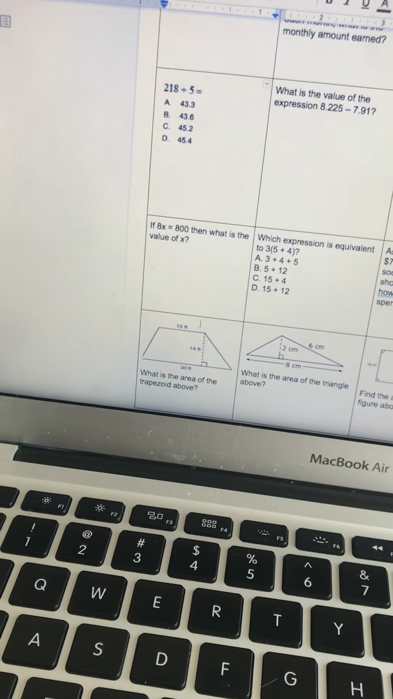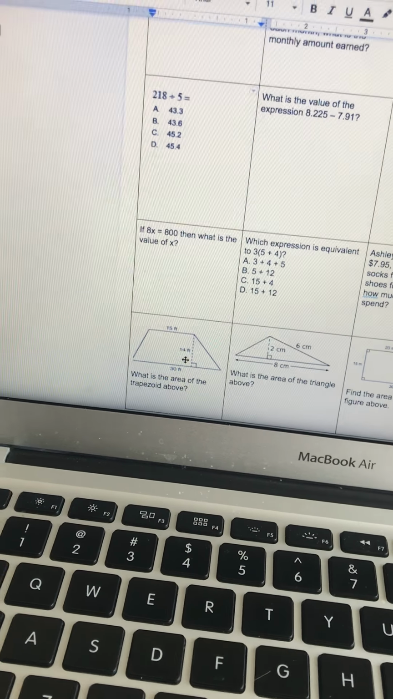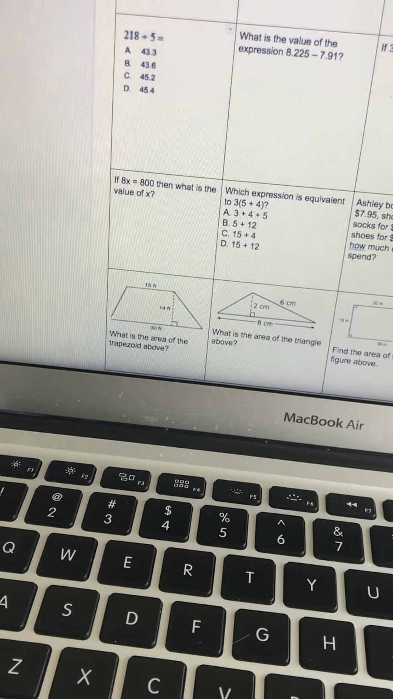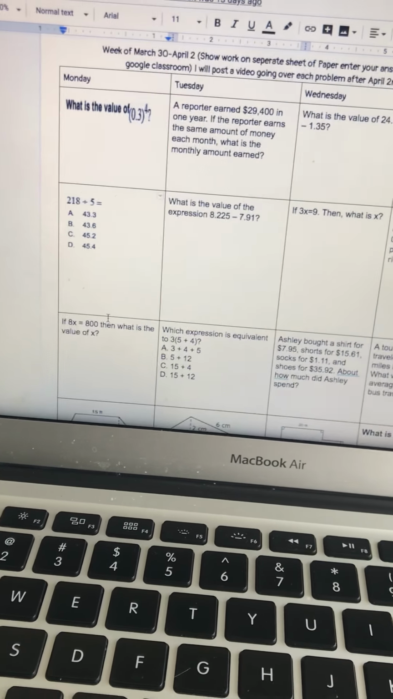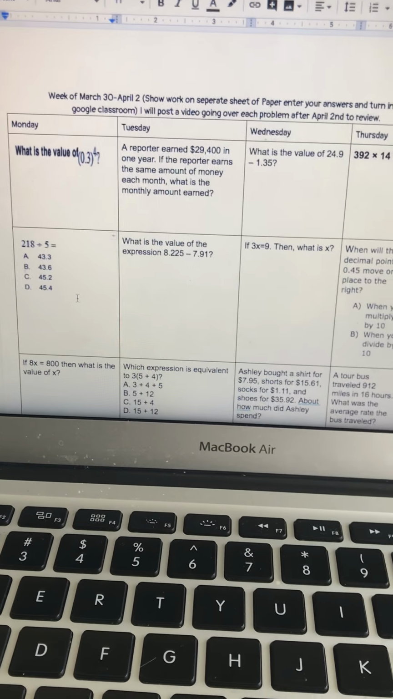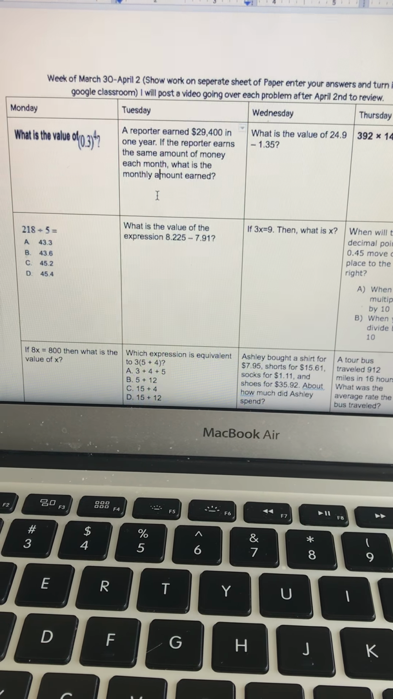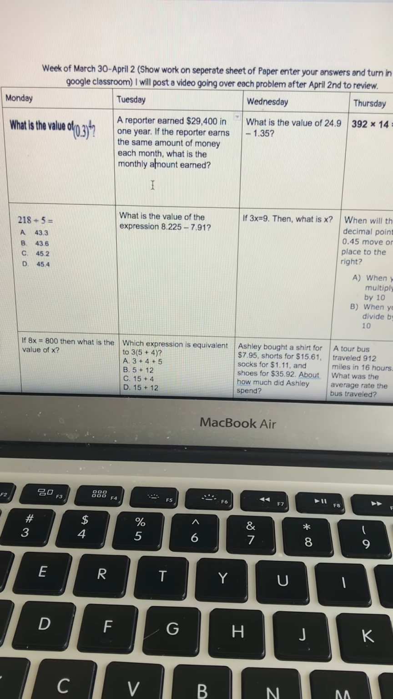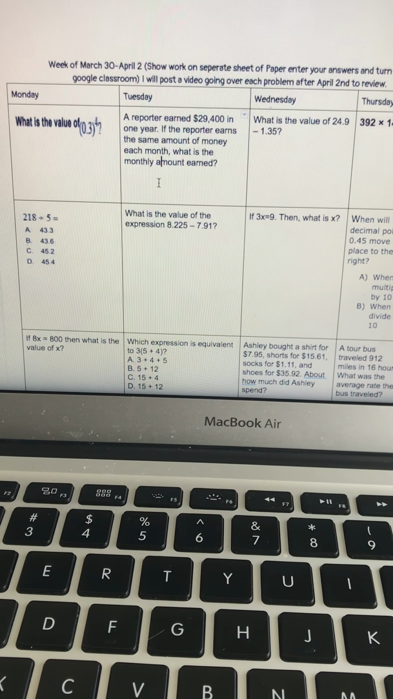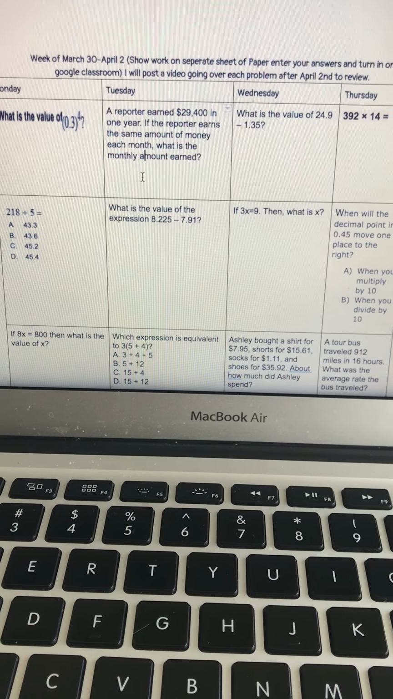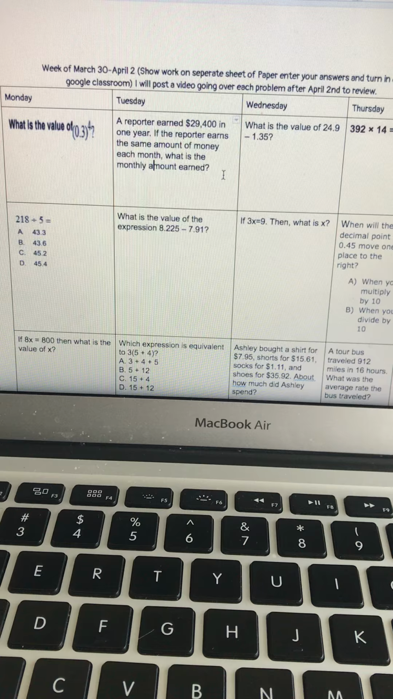Okay, it cut me off, but I was saying area is measured in square units, as well as surface area. So let's move on to Tuesday's column. Number 1 said a reporter earned $29,400 in 1 year. If the reporter earns the same amount of money each month, what is the monthly amount earned?